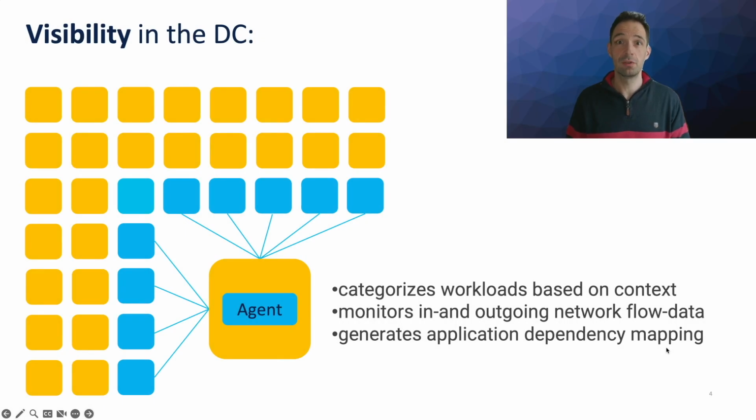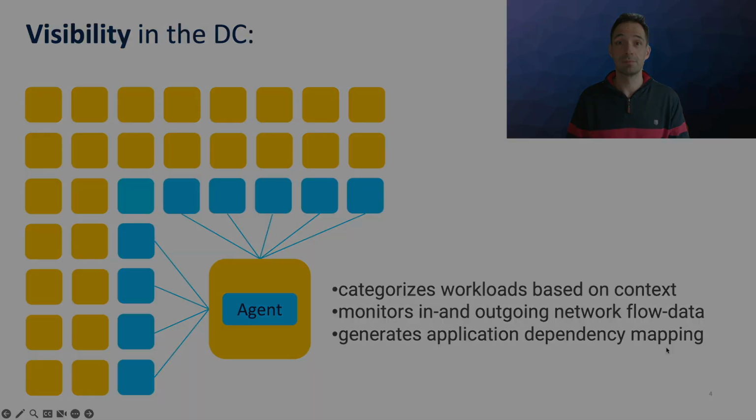And since it's not very precise, you never know if you really captured everything. On the other hand, you can use a software agent to collect all this information and to generate your application dependency map. This software agent categorizes your workloads. It monitors all the incoming and outgoing networking traffic, and it generates the application dependency mapping for you automatically. This has the benefit that it's automatic, it's more precise, and you can rerun it every time you want.